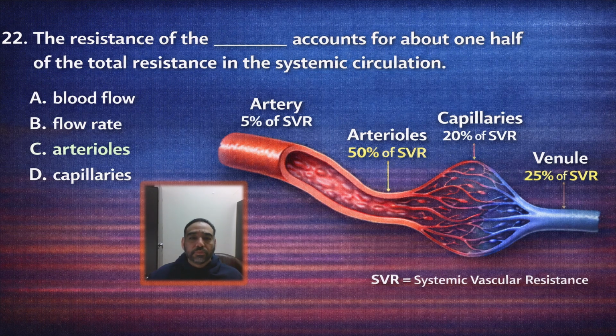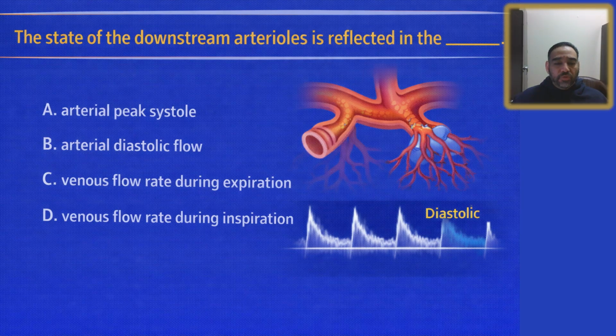the veins. All right, so let's look at this next question. It says, the state of the downstream arterioles is reflected in the blank. Oh, I'm sorry, I'm supposed to be reading the options. So option A is arterial peak systole, B is arterial diastolic flow, C is venous flow rate during expiration, and D is venous flow rate during inspiration. So the correct answer in this case would be B, arterial diastolic flow.